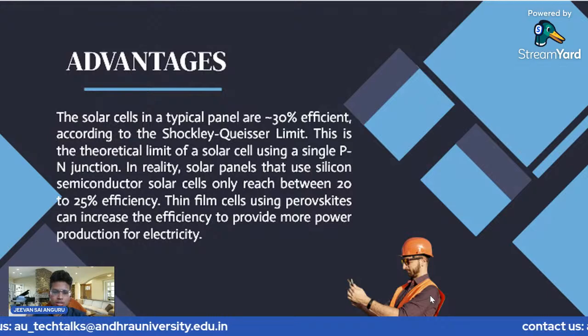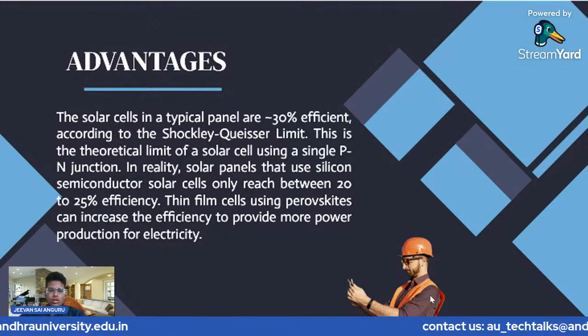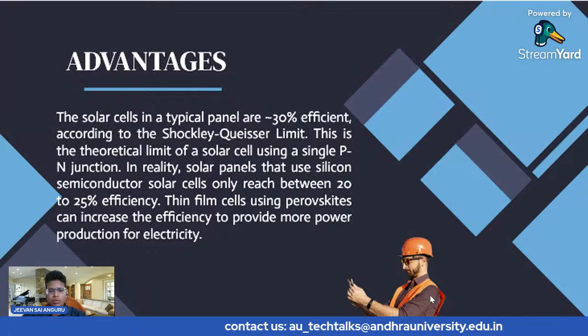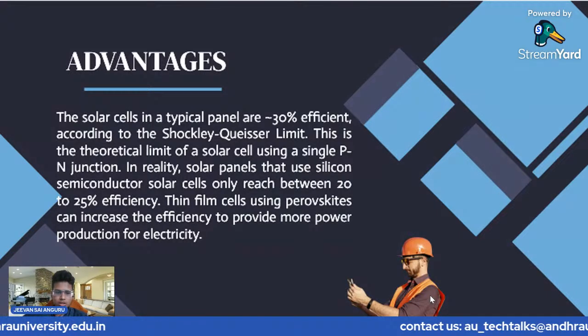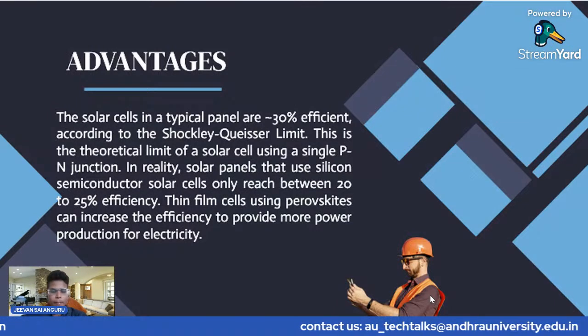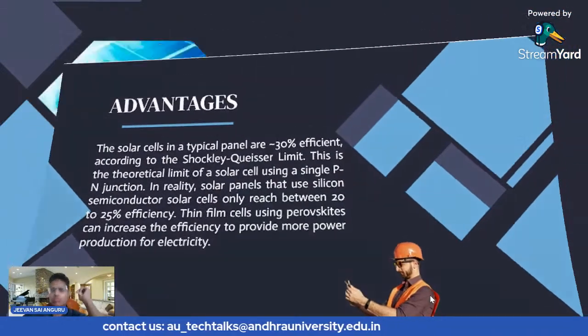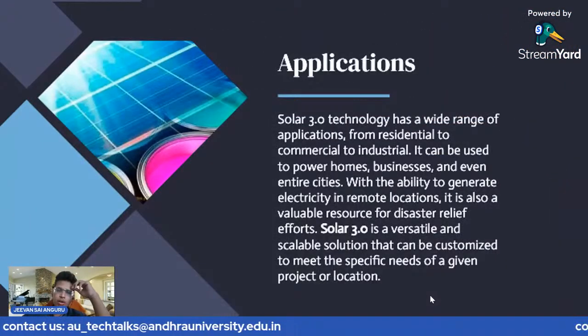See, this is what I was talking about. The Shockley-Queisser limit is about 30%. In reality, traditional solar panels only reach 20 to 25% efficiency. But perovskites reach beyond it, about 45% efficient. And solar panels are always good. Who doesn't want a solar panel on their house?